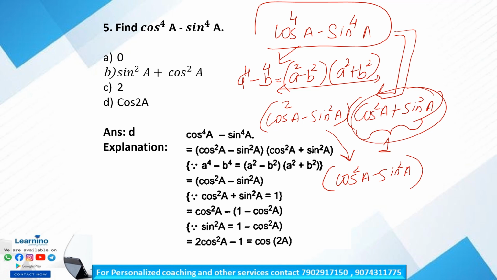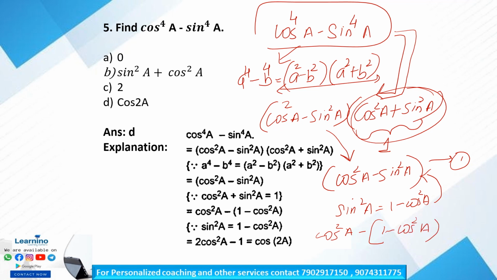Sin square a can be written as 1 minus cos square a. So substitute sin square a in this equation as 1 minus cos square a. We will get cos square a minus, in bracket, 1 minus cos square a. In place of sin square a, we are writing 1 minus cos square a. So this can be written as cos square a minus 1 plus cos square a.